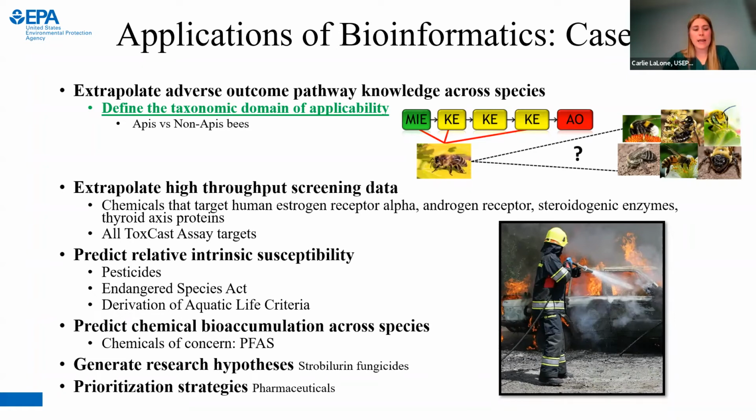the US. And then further, we've utilized the tool for thinking about bioaccumulation potential for perfluoroalkyl and polyfluoroalkyl substances, and other chemicals of concern. And then we've demonstrated how the tool can be used for generating research hypotheses, as well as for prioritization strategies. So I can't go through all of these examples, but I'm briefly going to go through one, like I mentioned, thinking about the taxonomic domain of applicability for AOPs.